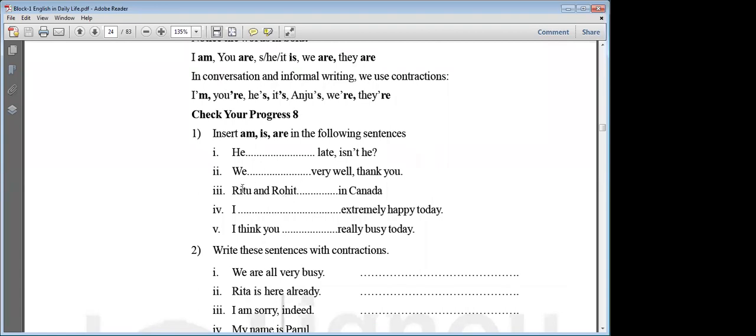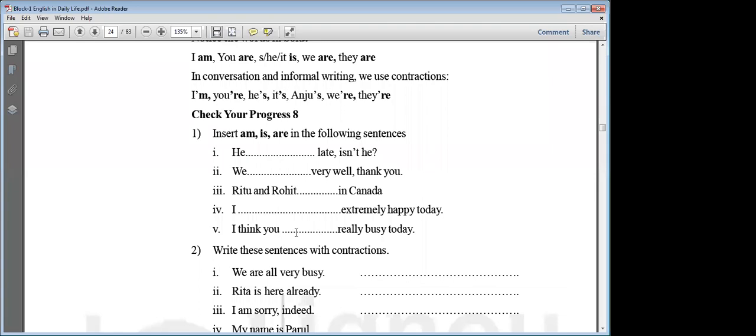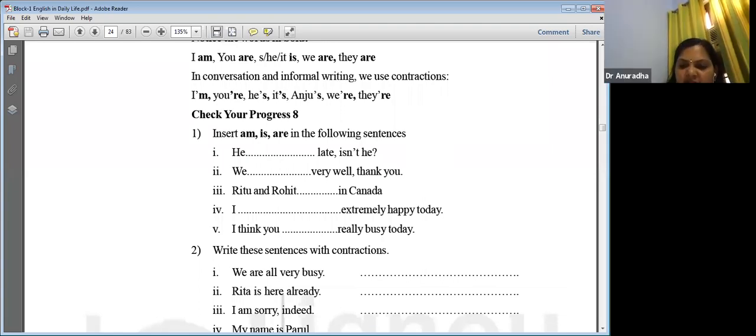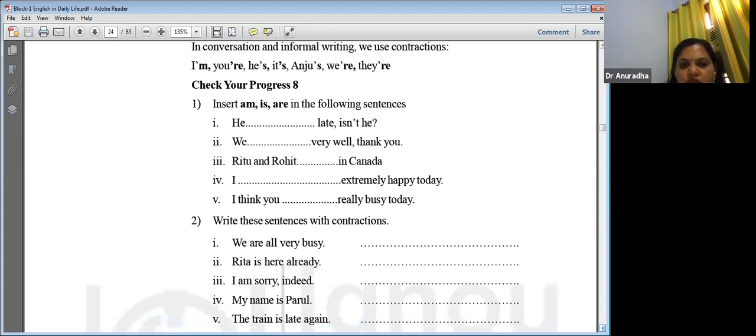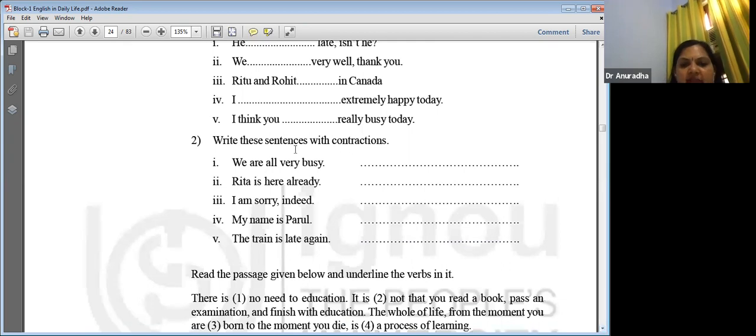Are. See here, Ritu is singular, Rohit is singular, but they are together, so they are two people and that's why we'll use are here. Ritu and Rohit are in Canada. If it were simply Ritu, then Ritu is in Canada, Rohit is in Canada. Next is I dash extremely happy today. I am. I think you dash really busy today. You are. Okay. So write these sentences with contractions.